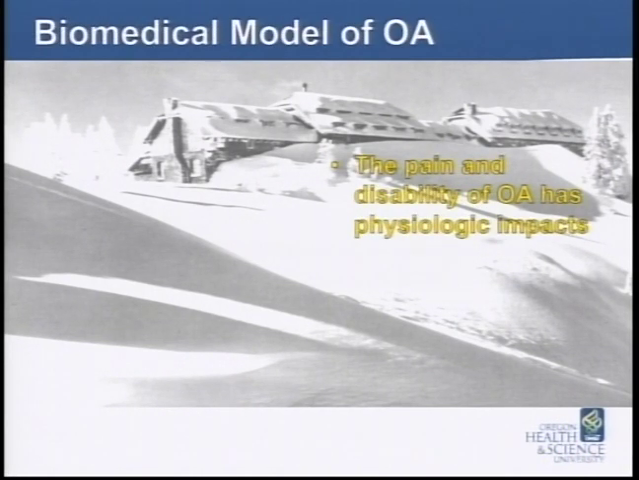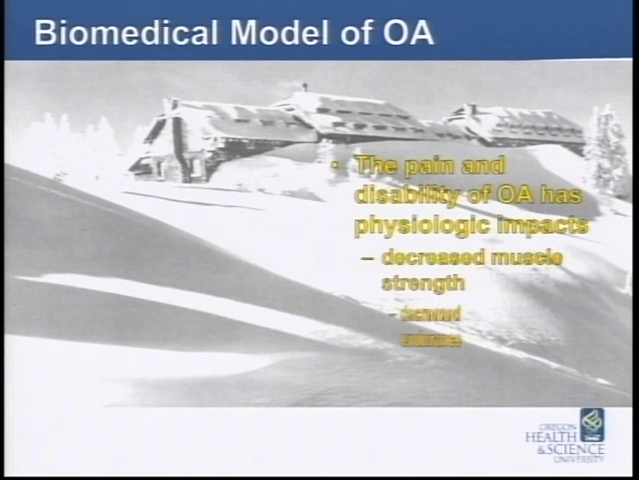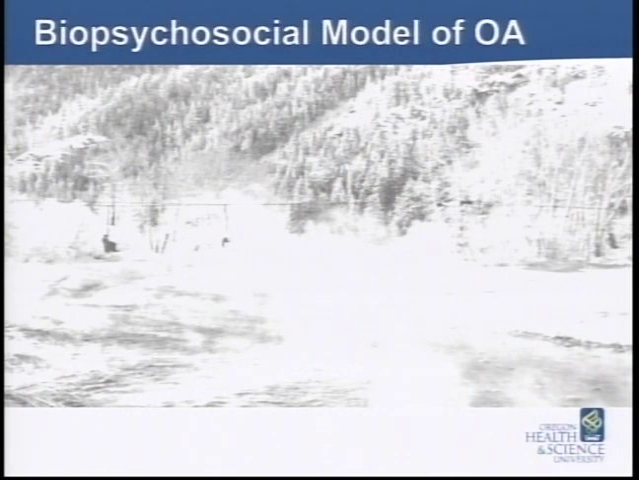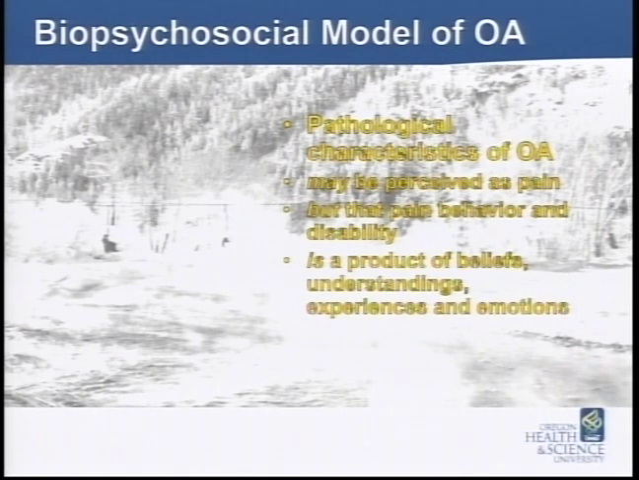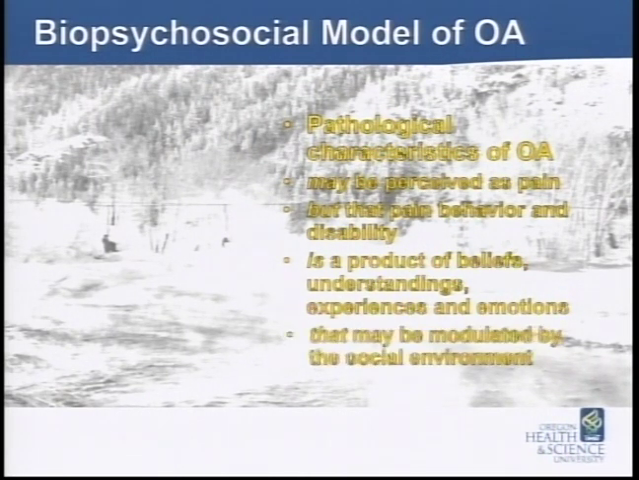And that this pain and disability has physiologic impacts. So those are things like decreased muscle strength, decreased endurance, decreased joint stability. And we've got this other model which says that the biopsychosocial model of osteoarthritis, while there's pathological characteristics of osteoarthritis that can be perceived as pain, it's much, much, much more complex. That pain behavior and disability is a product of our beliefs, our understanding, our experiences, our emotions. Those are all things that we can influence in the clinic and with physical therapy and things like that. And as we modulate those, that can actually make an impact with our patients.